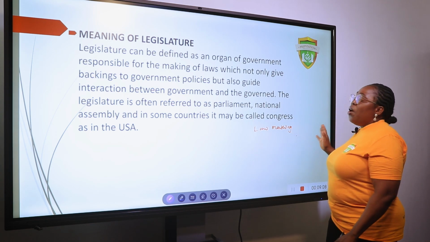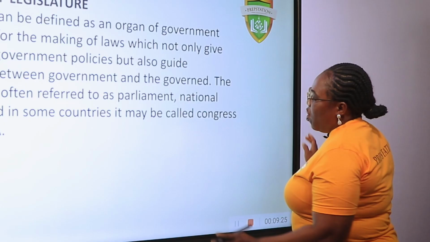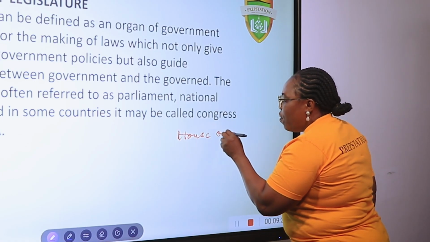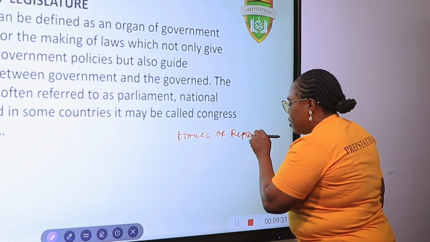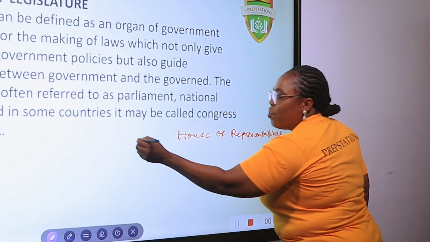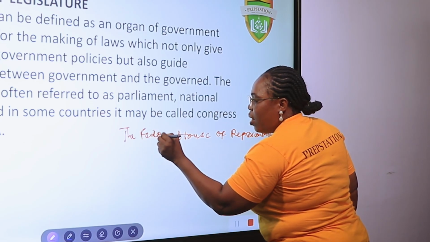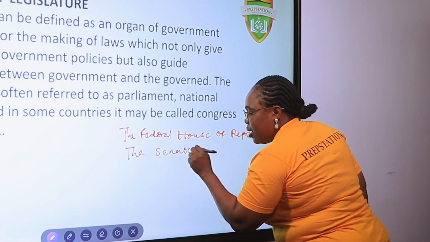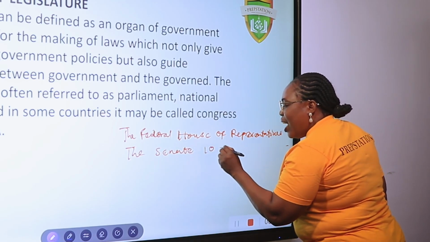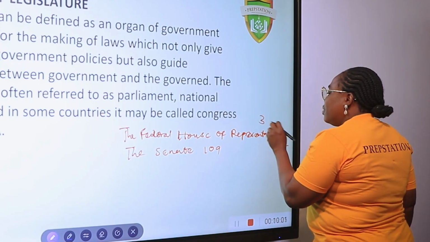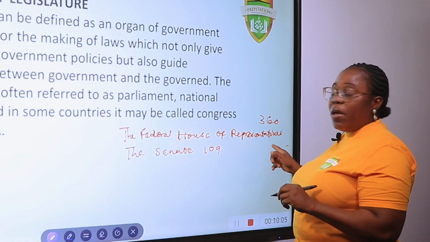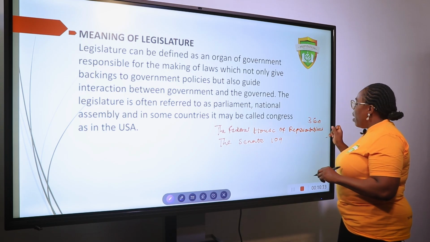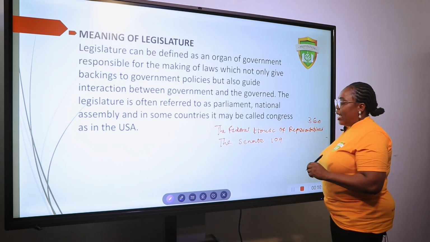As a parliament. In Nigeria, we have two legislative arms. You know them. We have the House of Representatives, the federal House of Rep. Then we have the Senate. We have 109 senators. We have 360 federal House of Representatives members in Nigeria. Please take note of this. 360 federal House of Representatives members in Nigeria. So take note of this.